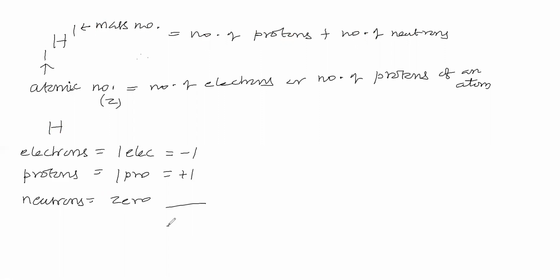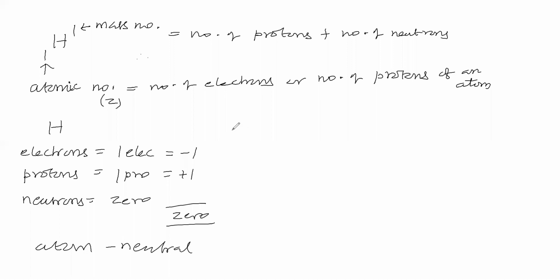Now we will see the net charge. For electrons, -1 charge; for protons, +1 charge; net charge is 0. Therefore, the atom is neutral. For the hydrogen atom, net charge is 0. The net charge of an atom is 0.